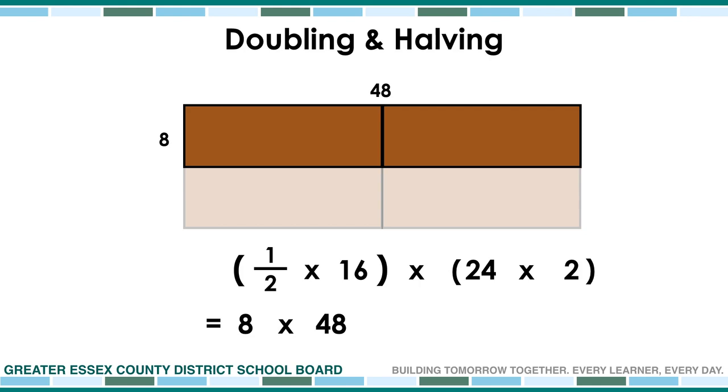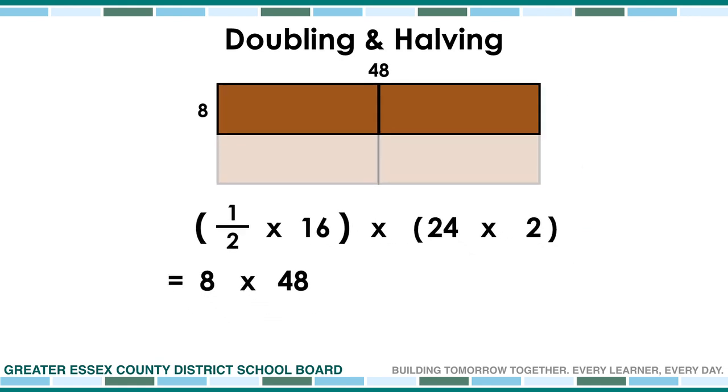Now you might be looking at that thinking, I don't know how much better that is for me. For some students, they might say, well, I could figure out what 8 times 50 is, and they can go ahead and compensate later by removing 8 groups of 2 afterwards. For other students, they might say, you know what? Let's try this doubling and halving again.